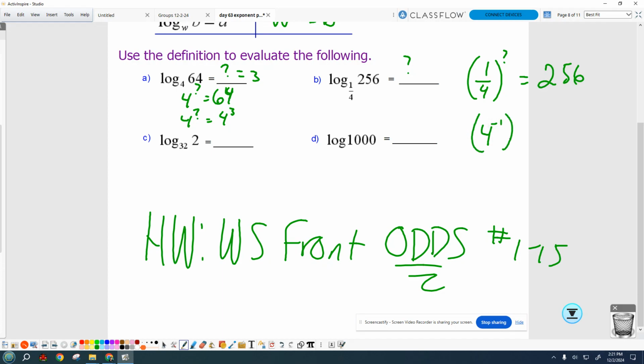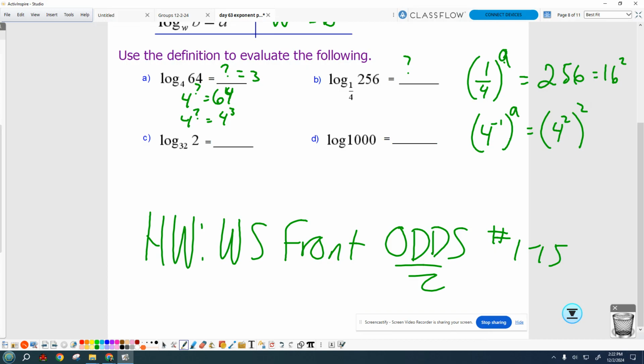Dante, pick a variable for us, not E. Pick a letter. A, okay. You guys know that 256 is 16 squared? Some of you might. Okay, 16 is 4 to what power? Squared. And 1/4, is that 4 to the -1?